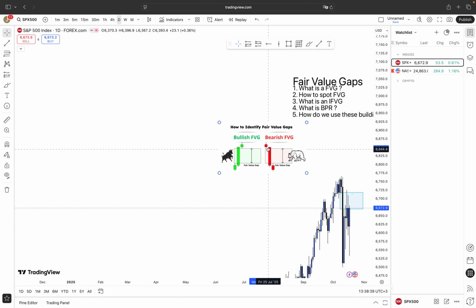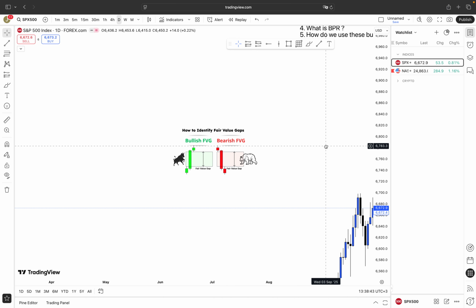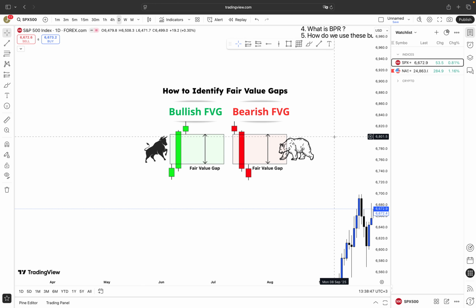And to visualize this even better, I brought this little picture right here and made it a little bigger. How to identify fair value gaps. So first of all, you can see that a bullish fair value gap is formed if the displacement was caused by a big buy, and a bearish fair value gap is formed if the displacement was caused by a sell-off. And you can see also that fair value gaps, as I said previously, are only formed of 3 consecutive candles.